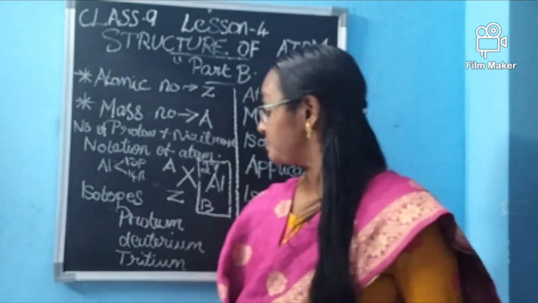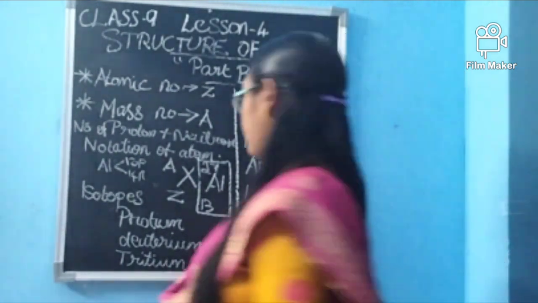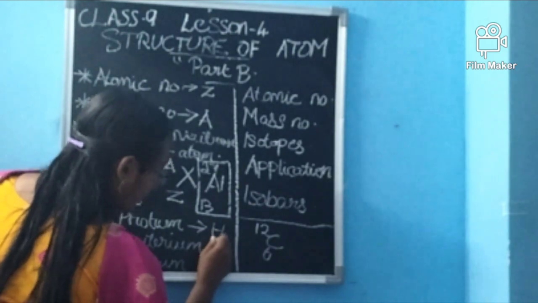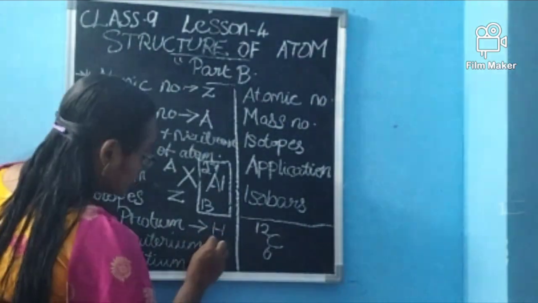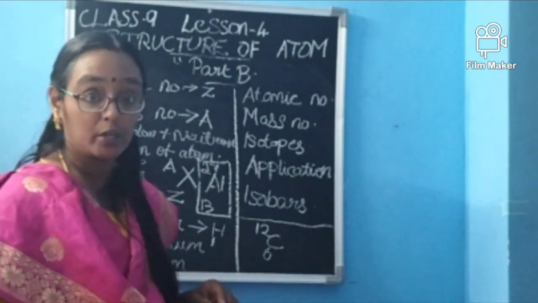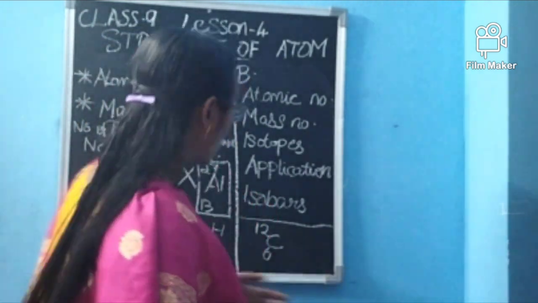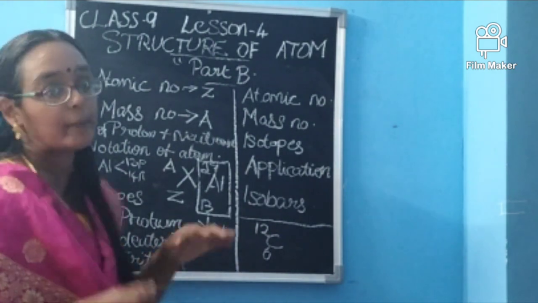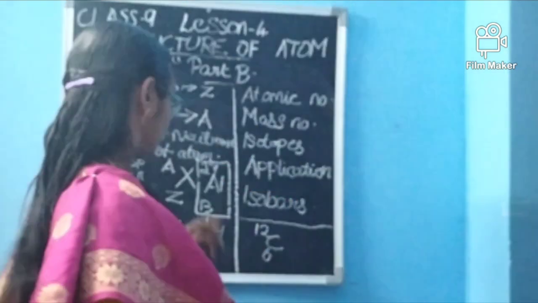Isotope. For example, hydrogen itself. Hydrogen is H with 1 because the number of protons is 1. And at the top, what is the mass number? The number of protons plus neutrons. But as I told you, hydrogen does not have a neutron. The top should be 1 only. Because the number of neutrons is 0 and the number of protons is 1. 1 plus 0 will give you 1.